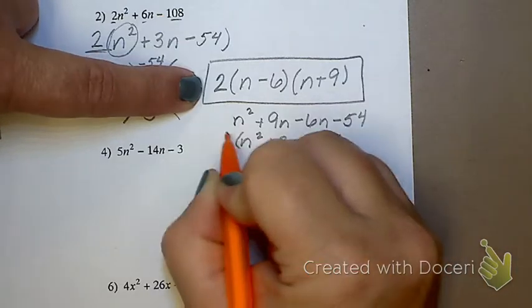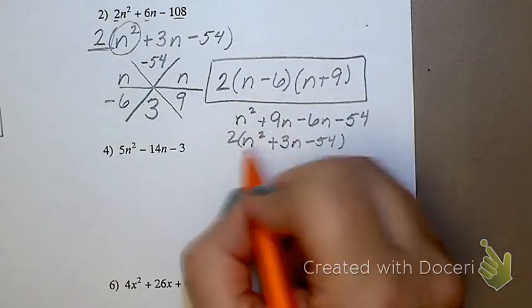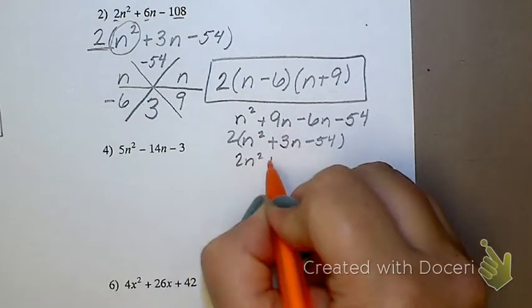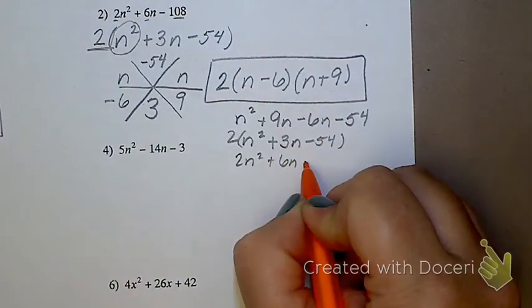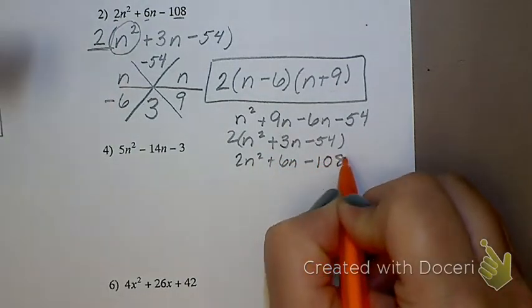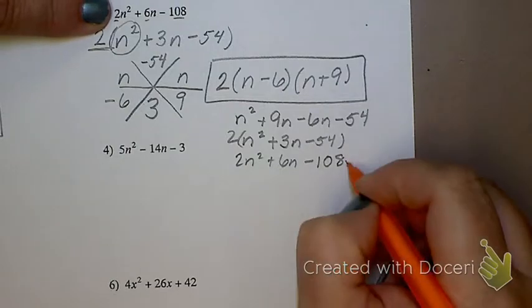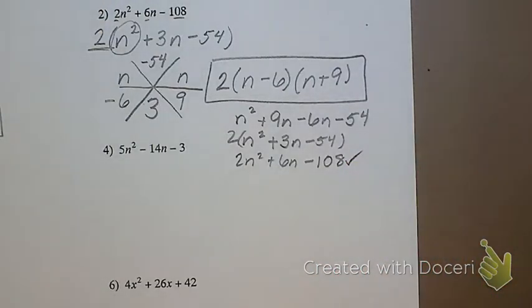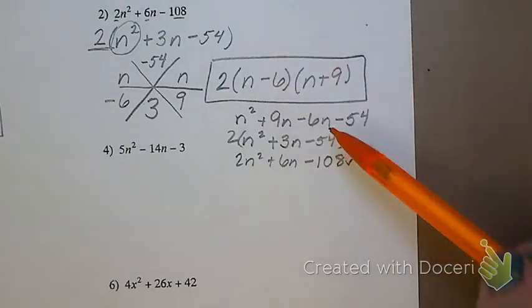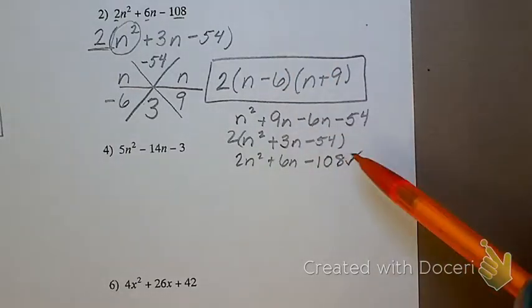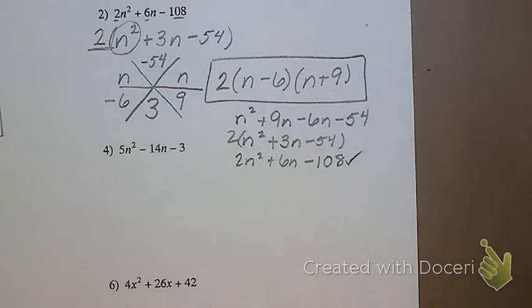Now I'm going to multiply that 2 through. 2n squared plus 6n minus 108. That should be the original problem. It is, so I know I factored it correctly. Okay? If you take the time to do that, you will know what your grade is before you walk out the door tomorrow, because you'll know whether you got them right or wrong. Okay?